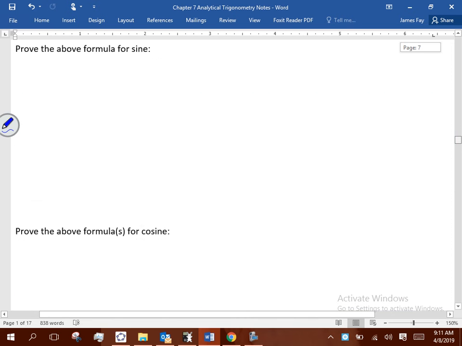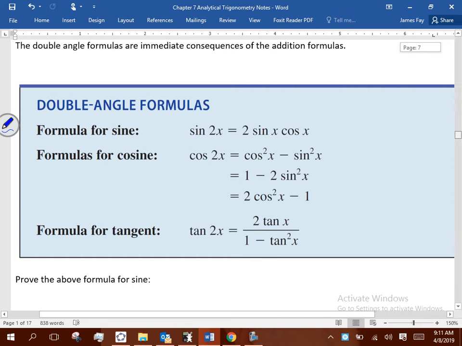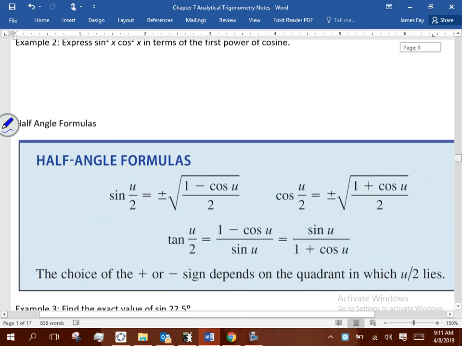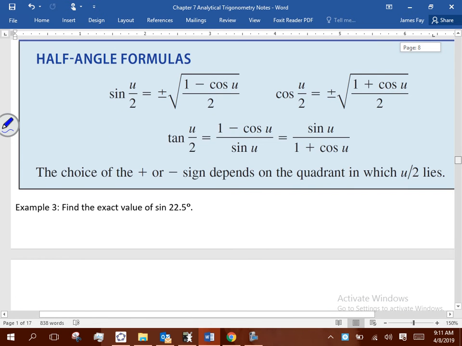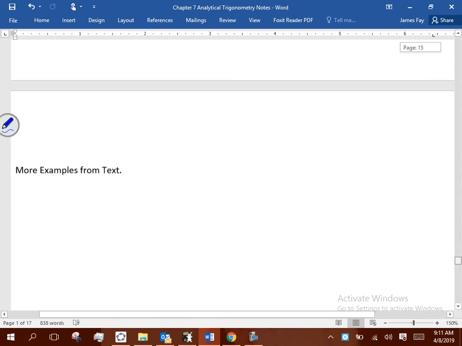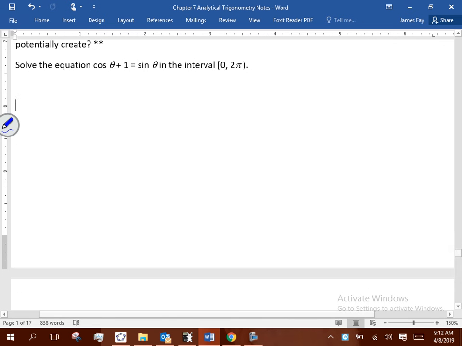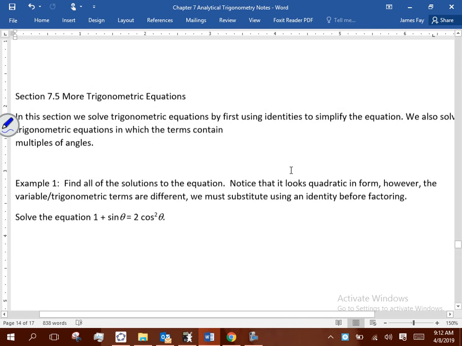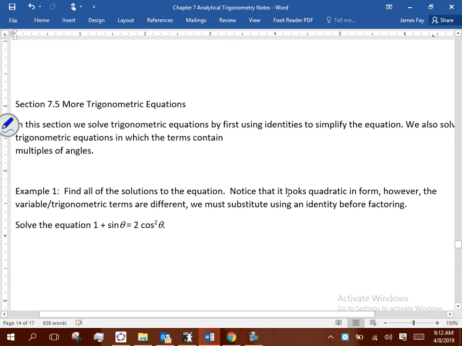Maybe I just showed you those. Where's the half angle? There. So we might use those. Those are the ones that are most prevalent in these kind of extra trig equations, or I think more complex types of trig equations.